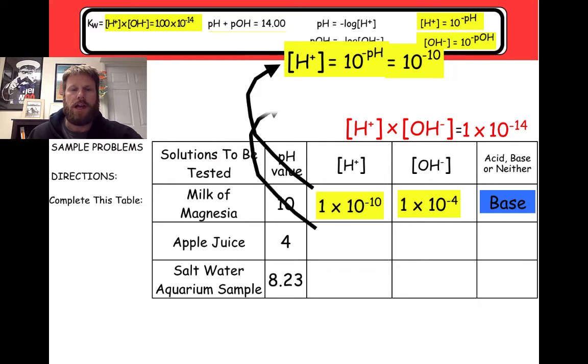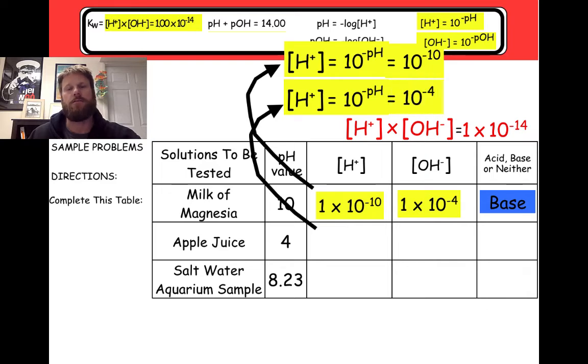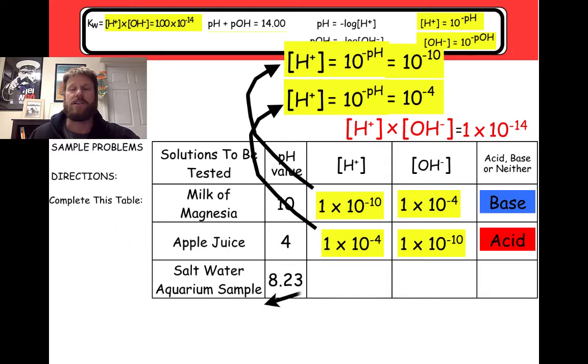Apple juice has a pH of 4, so to determine the H plus concentration, you simply take 10 to the negative 4th, which ends up being 1 times 10 to the negative 4th. That means the OH minus has to be 1 times 10 to the negative 10th. That way our exponents add up to negative 14. If we look up our pH on the pH scale, or our H plus concentration on the pH scale, we would notice apple juice is an acid.